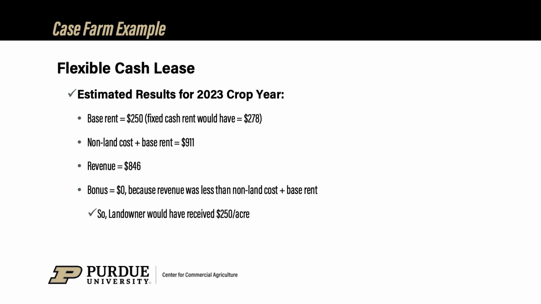What about 2023? 2023 and 2024 are very similar. You take 90% of the market cash rent, that's approximately $250 for both years. But in this case, the revenue fell far short of the cost trigger, so there's no bonus. And so in those particular years, the landowner got the base rent, which was $250.